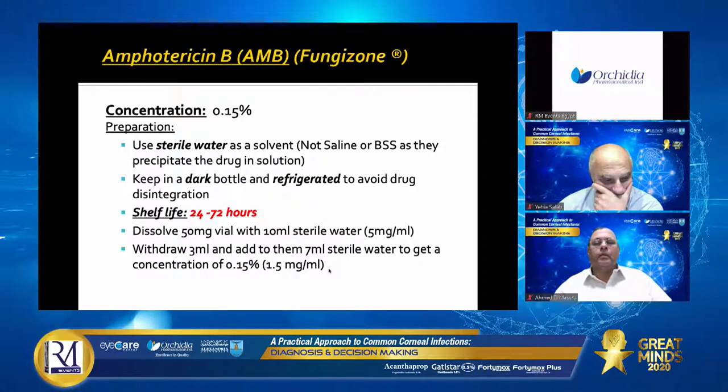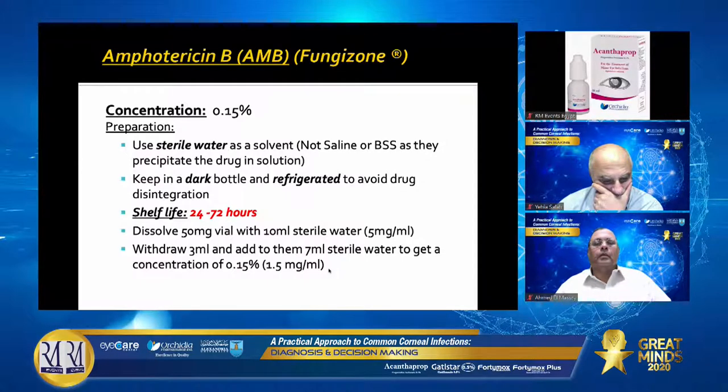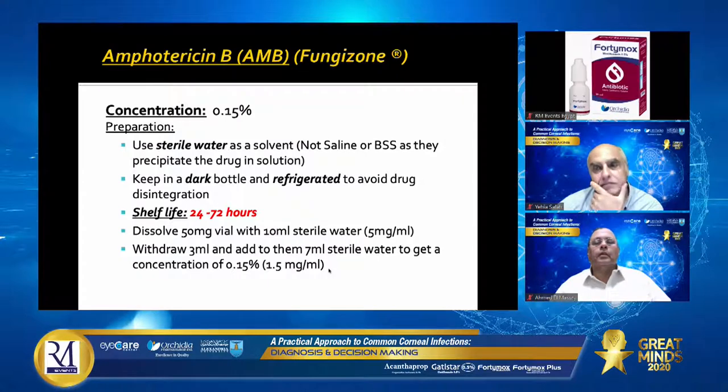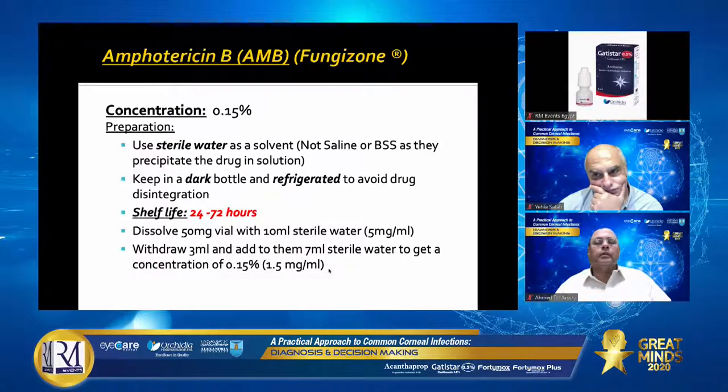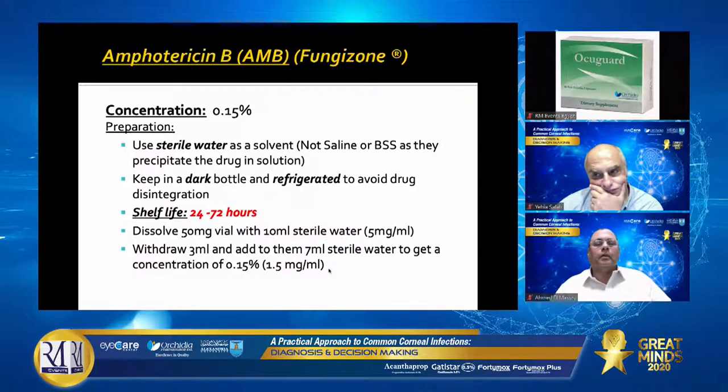You have to dissolve a 50 milligram vial in 10 milliliters of sterile water, and then you withdraw 3 milliliters and add to it another 7 milliliters of sterile water to get a concentration of 0.15%. This is the way how to prepare it.